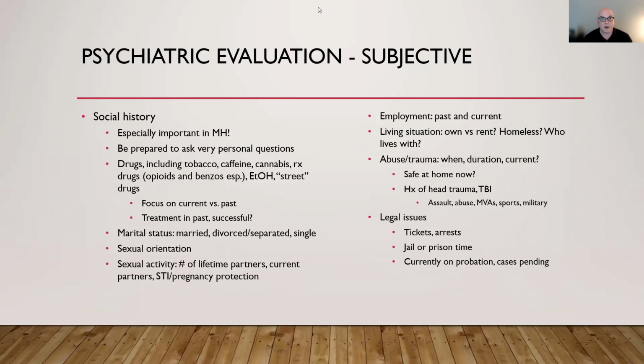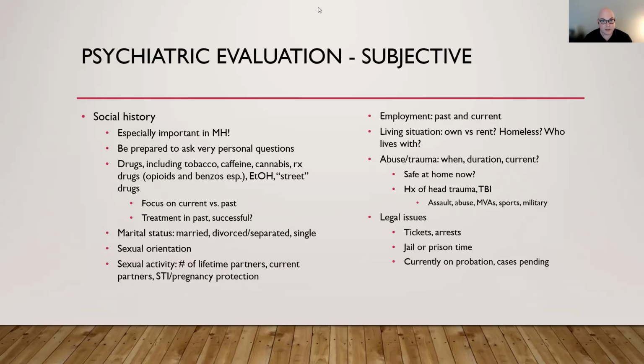You have to do it professionally and without embarrassment. You need to do it with empathy and compassion and warmth towards your patient and create an environment of safety and understanding. But you have to ask these questions. You have to ask about drugs, and drugs includes tobacco, it includes caffeine, cannabis, alcohol, prescribed drugs, what we might call street drugs. All these, you have to ask them what they've done currently, what they've done in the past.